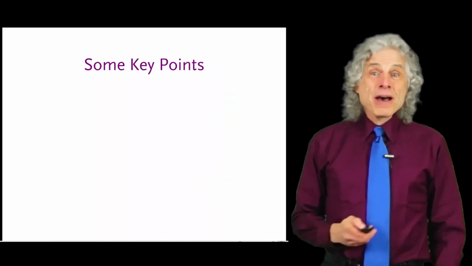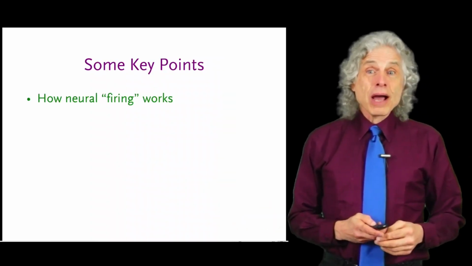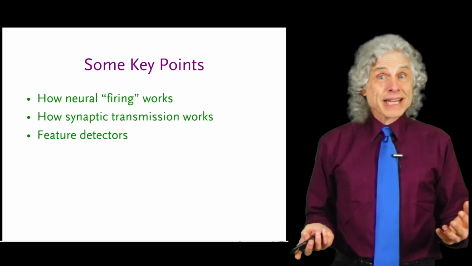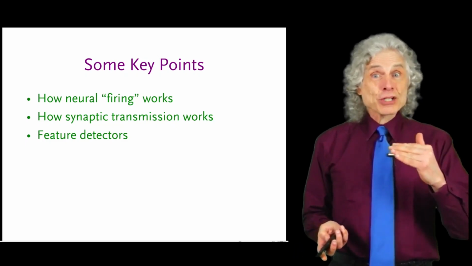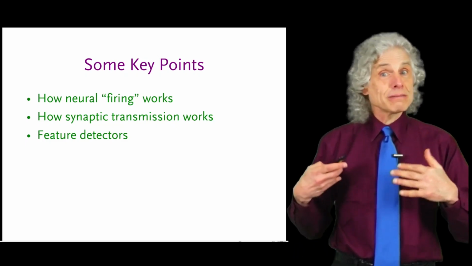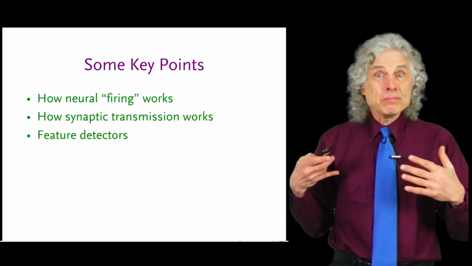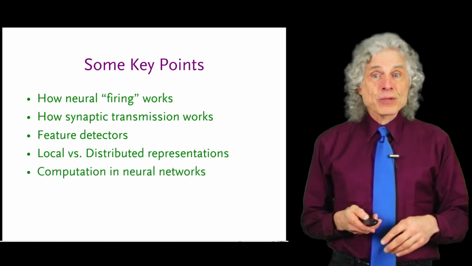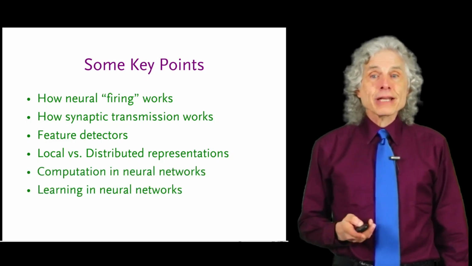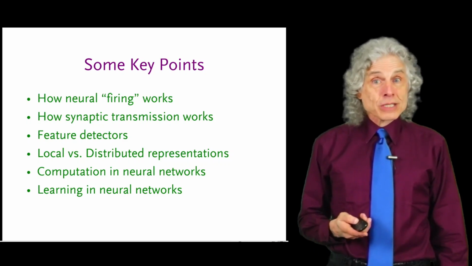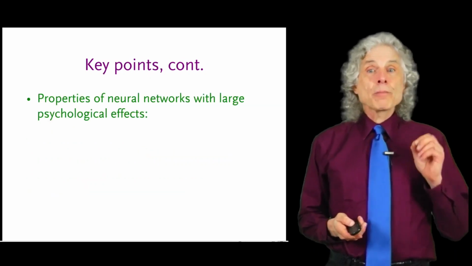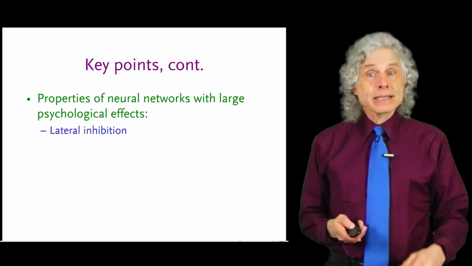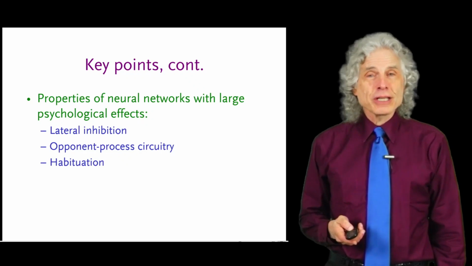So to sum up, I have tried to explain to you how neural firing works, how synaptic transmission works, what feature detectors are, the first registration of pattern in the nervous system, the first demonstration of anything we'd be willing to call meaningful or intelligent, the contrast between local and distributed representations, what computation in neural networks consists of, what learning in neural networks might consist of, and then properties of real neural networks with large psychological effects, namely lateral inhibition, opponent process circuitry, habituation.